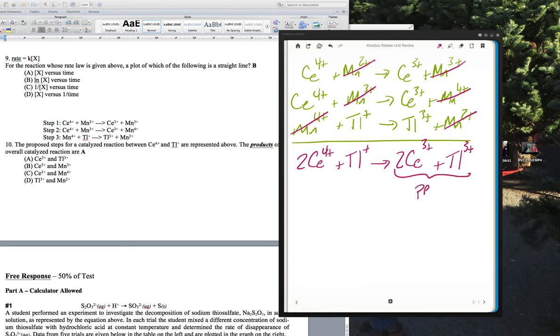So these are your products. And so looking at the reaction, cerium 3 plus and thallium 3 plus, that was A. Okay, and so when we look at that, to take this one step further, we talk about intermediates and catalysts. You have to look at the first equation, number one, which tells you the catalysts, if there are any. Did anything cancel out that was added in the first step and then a product at the end and remains unchanged?